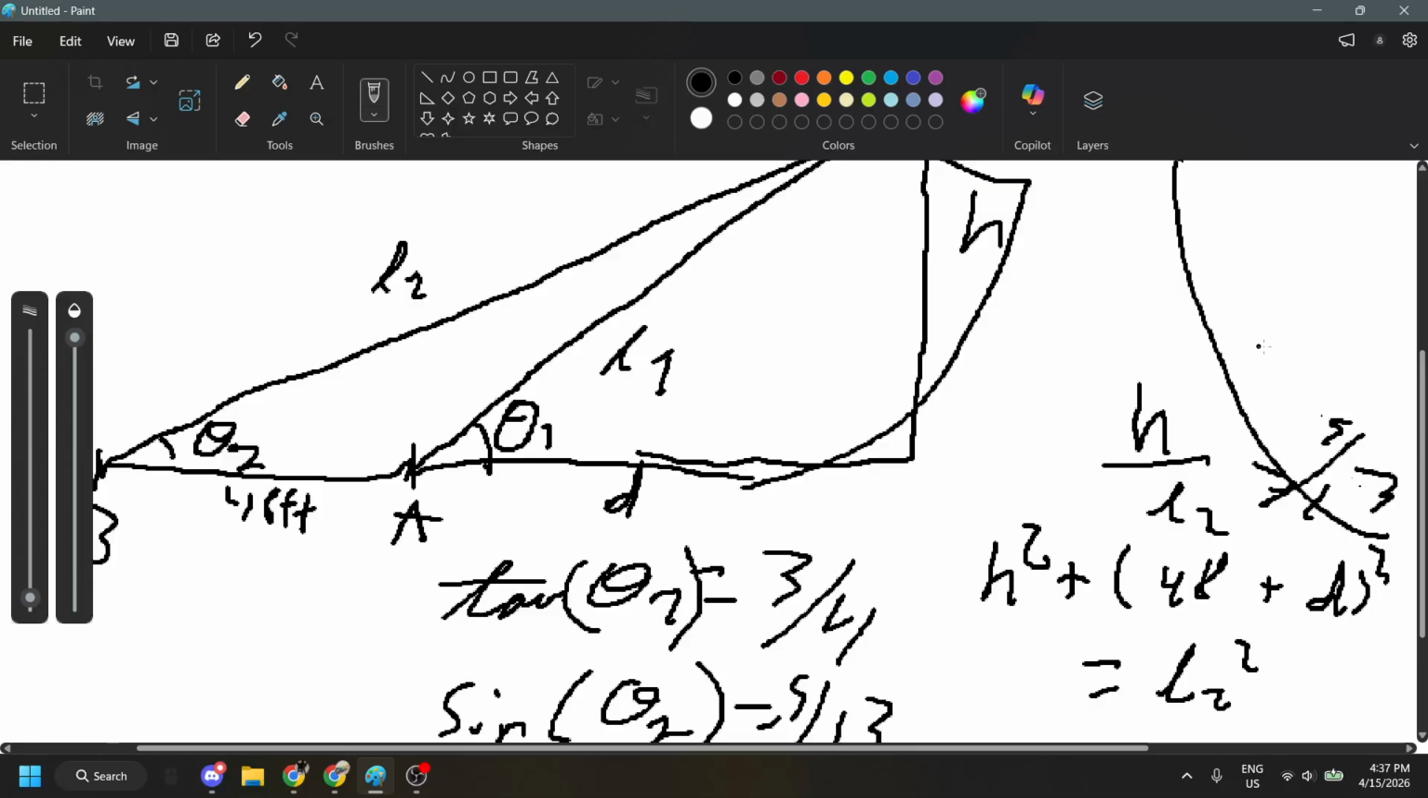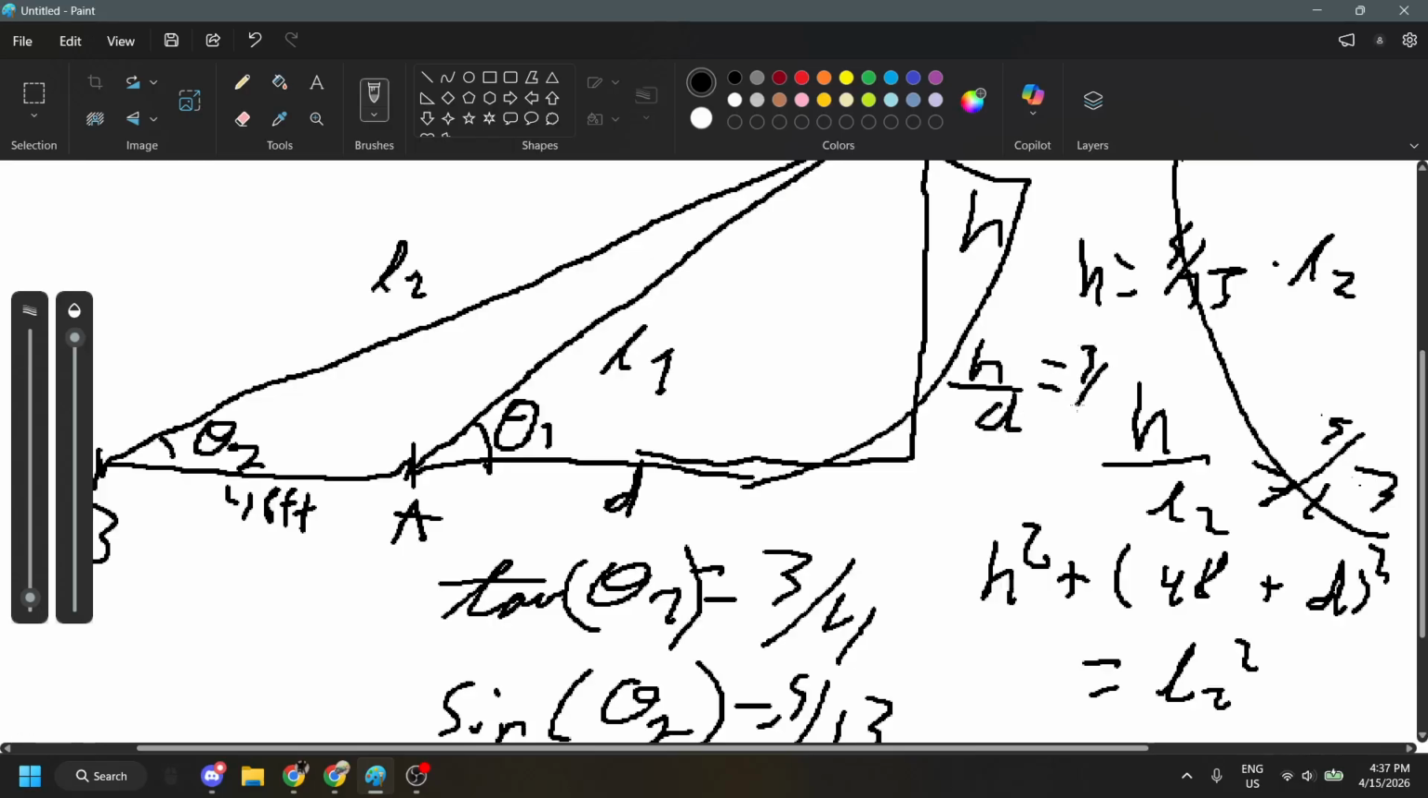Cool. So h is equal to 5/13 times L2, and we can get L2 in terms of d and h. Now we need to use our other piece of information. Tangent, so that means SOHCAHTOA, h over d is equal to 3/4. So h is equal to 3/4 d. Okay, now we can solve.